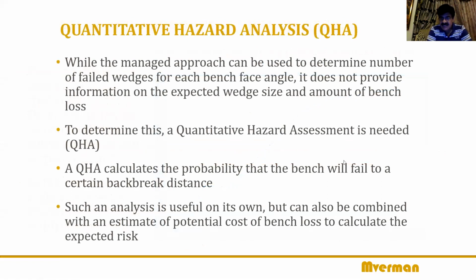Now, the managed approach that you just saw can be used to determine the number of failed wedges or the back break distance. It does not provide information on the expected wedge size and amount of bench loss, how much is exactly lost. So for that, you need a quantitative hazard assessment. The other way, which we'll do quickly before we close this, is called QHA, Quantitative Hazard Assessment. This assessment calculates the probability of the bench failing to a certain back break distance. This is quite a useful analysis on its own, but can also be linked to the cost of bench loss to calculate the expected risk, the cost of expected risk.